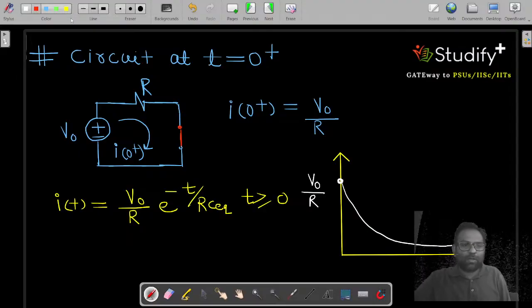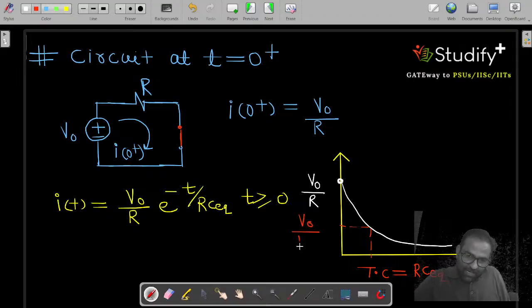And there is one more important point. That point is known as time constant. The time required by the response to reach 1 by e of its maximum value is known as time constant. So always remember what the time constant is. So 1 by e, it will reach at 1 by e when t equal to RC. So this is V naught divided by R into e to the power minus. The time required by the response to reach 1 by e of its maximum value is known as time constant, and this time constant is RC equivalent.